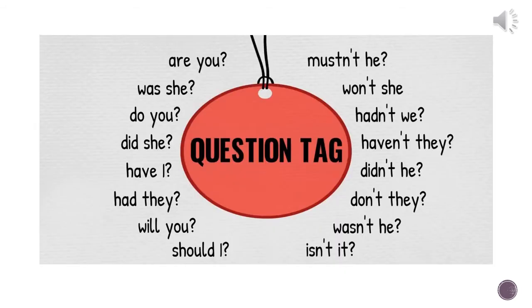In this picture, we can see question tags. They are always an auxiliary plus a pronoun. As you can see, we can use all the auxiliaries plus a pronoun. We have positive question tags and negative question tags. As you can see in the picture, we use contractions for the negative question tags.